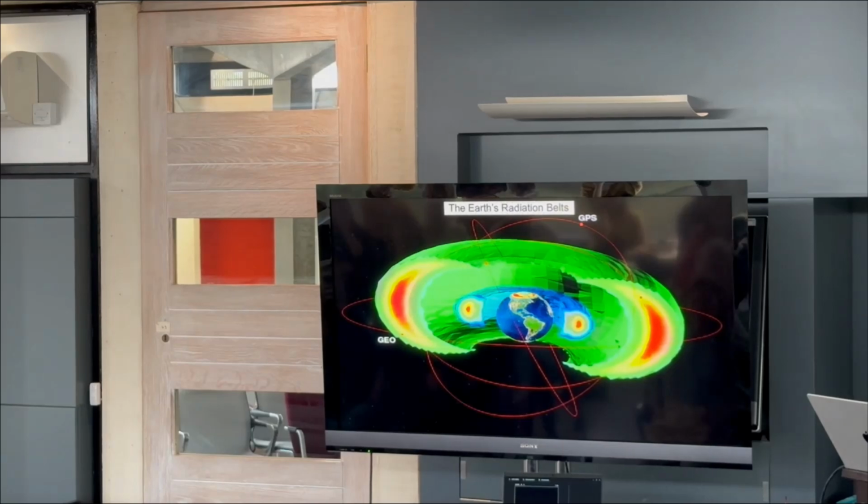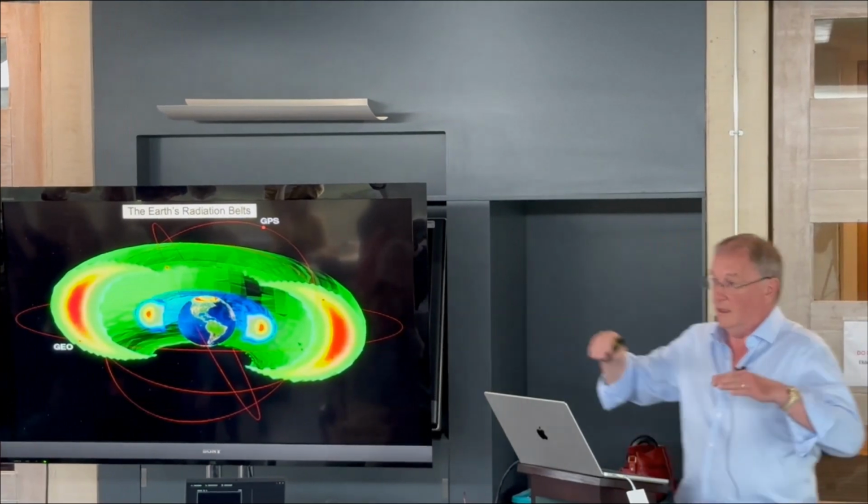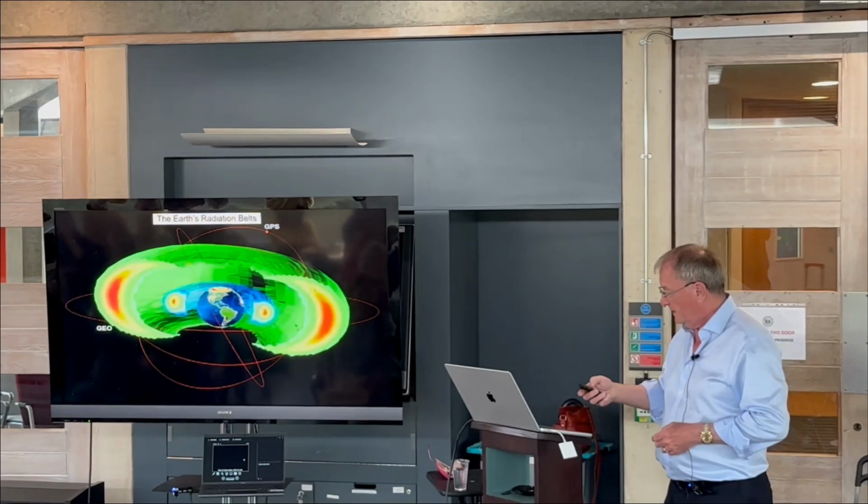So these charged particles will damage the electronic components in spacecraft. And the levels of these particles are always going up and down.